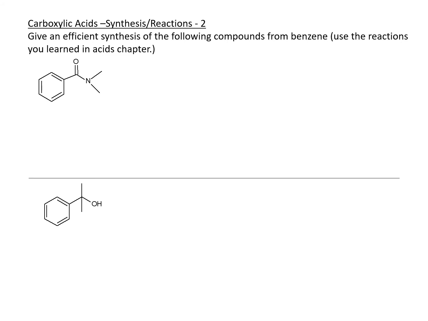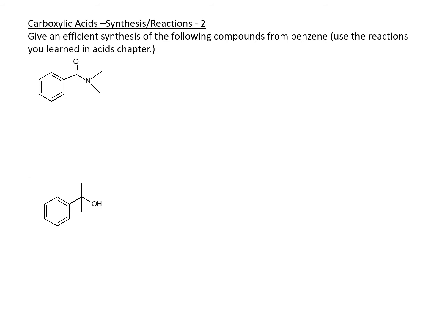Given efficient synthesis of the following compounds from benzene, use the reactions you've learned in the acids chapter. We have to specify that now because by the time you get to carboxylic acids, you have done all sorts of reactions. So there is going to be more than one way that you can make any compound, but in this case we are supposed to use only acids or derivatives. You can use those also, and we have to start from benzene.